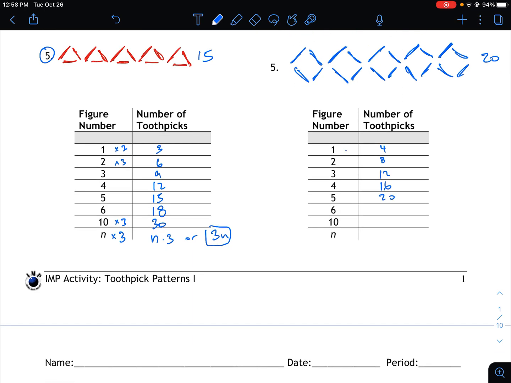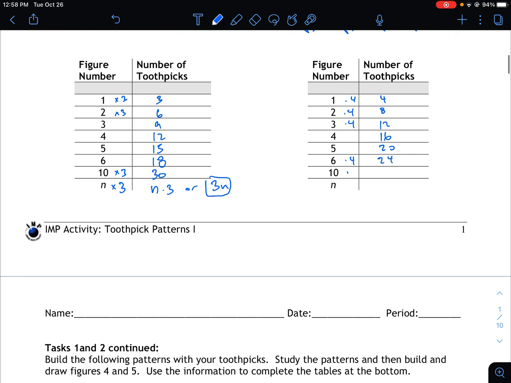So basically, you just need 4 more, so that's repeated addition. If you're repeatedly adding 4, it's the same thing as multiplying. So if you multiply everything by 4, if you multiply 6 by 4, you would have 24 toothpicks needed for the 6th figure. If you had 10 figures, multiply that by 4, you would need a total of 40 toothpicks. So if you had n figures, you multiply that by 4. So that is n times 4, or 4n.